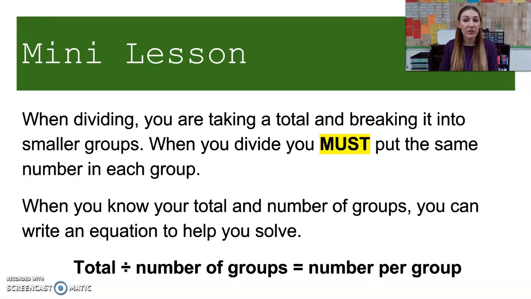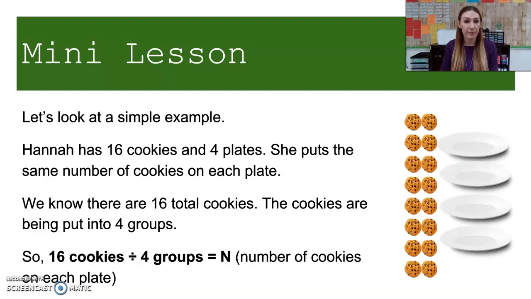When dividing, you are taking a total and you're breaking it into smaller pieces. When you divide, you must put the same number in each group. When you know your total and number of groups, you can write an equation to help you solve. So your total divided by the number of groups equals the number per group.